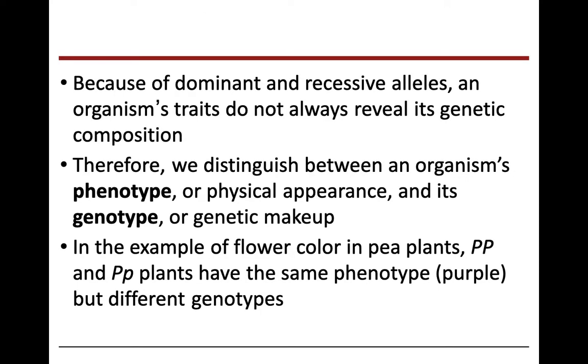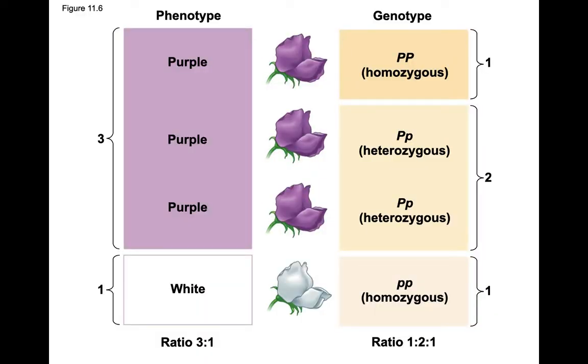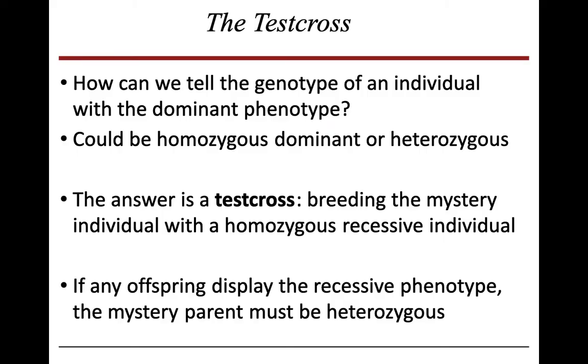And because of dominant and recessive alleles, an organism's traits do not always sort of reveal its genetic composition. So that's why we talk about phenotype and genotype, because many individuals can be carriers of a recessive allele and be heterozygous, but then physically they look identical to a homozygous dominant phenotype. And this is where we can sort of see that difference between a phenotype and a genotype.